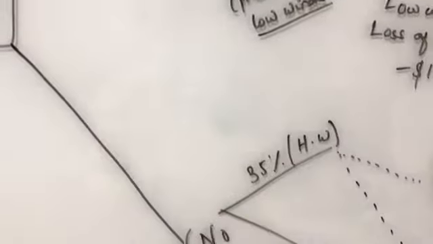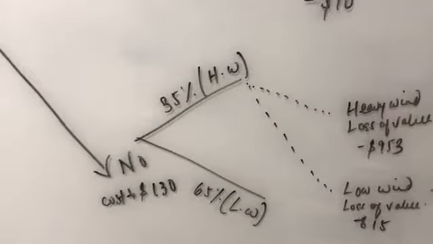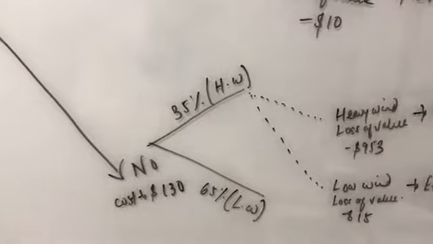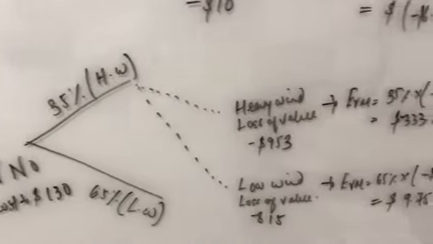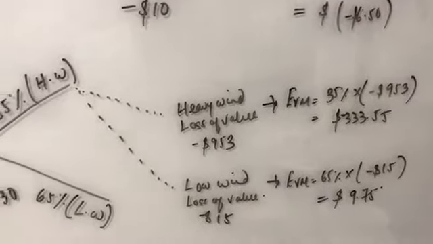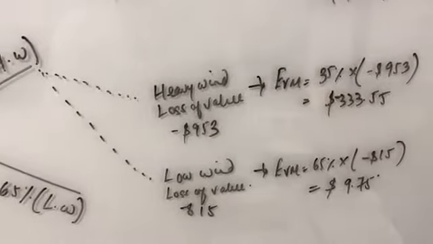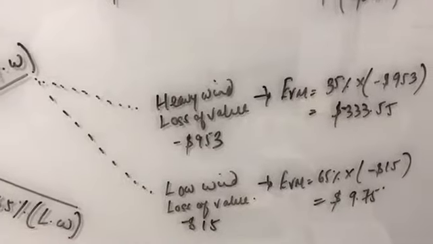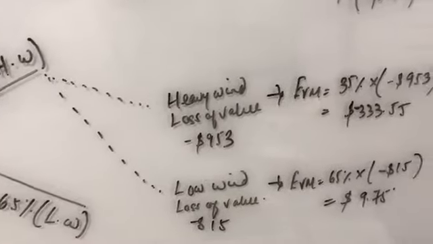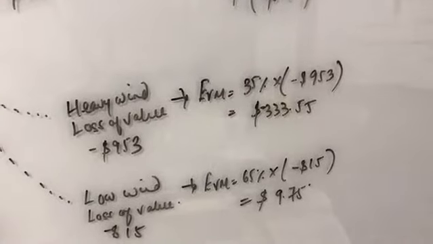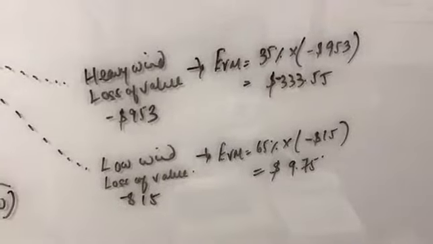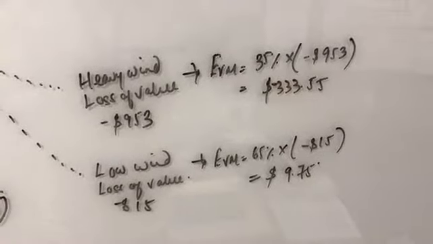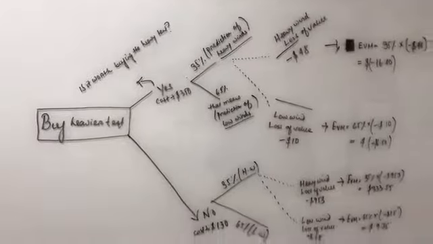What if I buy a lighter tent? Now again 35% and 65%, which is the predicted value for weather forecast. For heavier wind, the loss would be around $953, which is my equipment inside my tent. So the actual loss would be minus 333.55. For low wind, the actual loss would be 9.75. So if you see, this is how the equation looks.